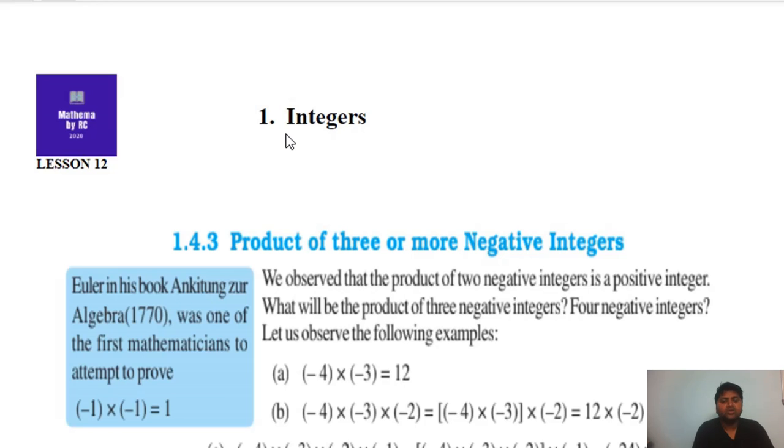This is our 12th class of the chapter Integers of Class 7. In the previous class, we discussed the different properties of integers, the set builder form, and different forms of integers.